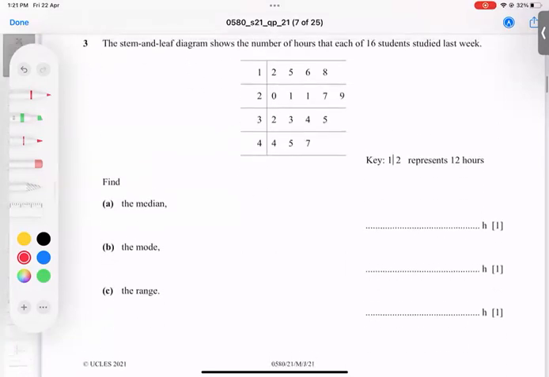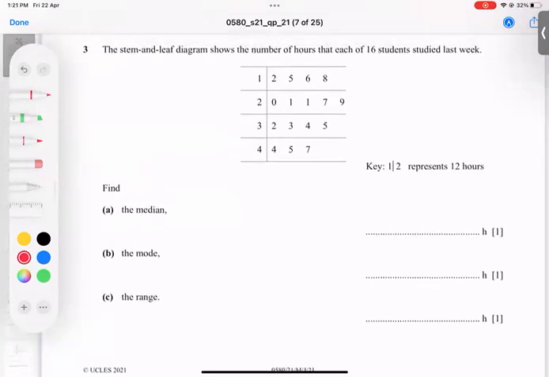So let's talk about the third question. He said a stem and leaf diagram is shown here for 16 students. And the median, how to find the median? The formula for the median is half times (n plus 1), and n is 16, so half times 16 plus 1. I got 17 over 2, which is 8.5. 8.5 means in the middle of the 8th and 9th terms.